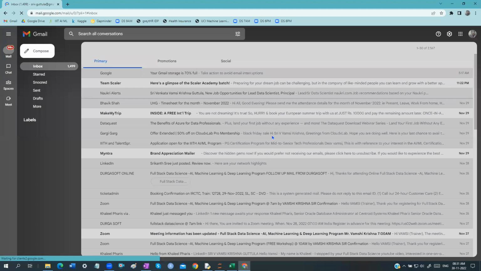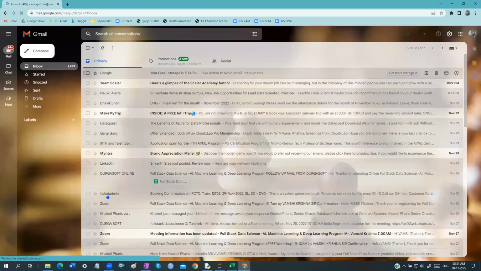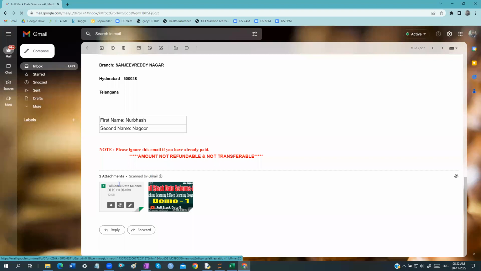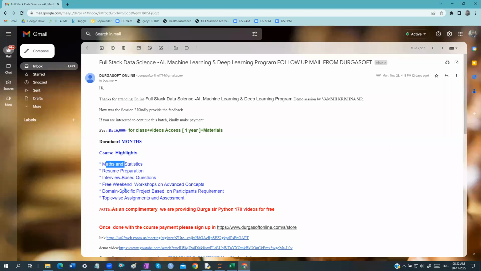There you can see the full stack data science file, and along with that the course highlights: maths and statistics as required, resume preparation, interview-based questions, free weekend workshops, domain-specific projects based on participants' requirements, and topic-wise assignments and assessments.